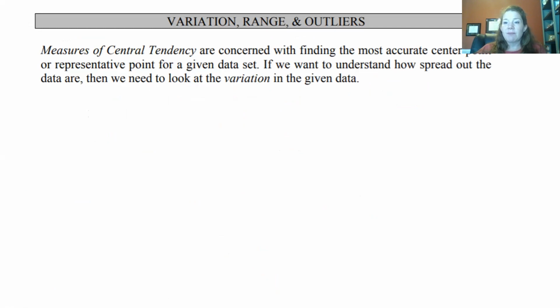So we're going to talk about variation in this next section, how much a set of data varies, and we're going to talk about outliers. So measures of central tendency, which is what mean, median, mode, and range are concerned with, finding the most accurate center point, or representative point, for a given data set. If we want to understand how spread out the data are, then we need to look at the variation of the given data. All right.